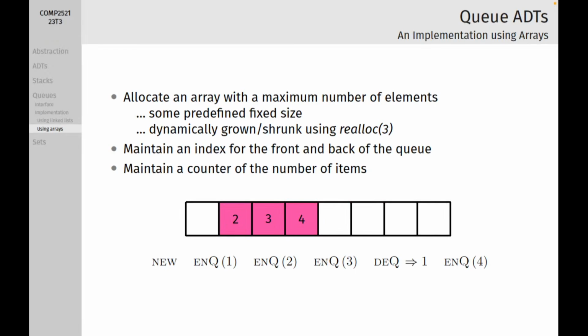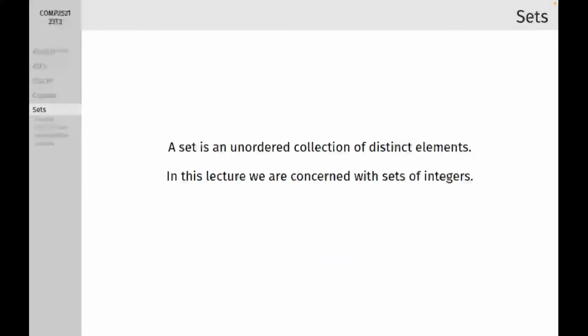Now what I want to get to is talking about a different ADT called a set. Hopefully this will tie in nicely to what we'll cover next, which is binary search trees. So what is a set? A set is an unordered collection of distinct elements. And here we're just concerned with sets of integers.